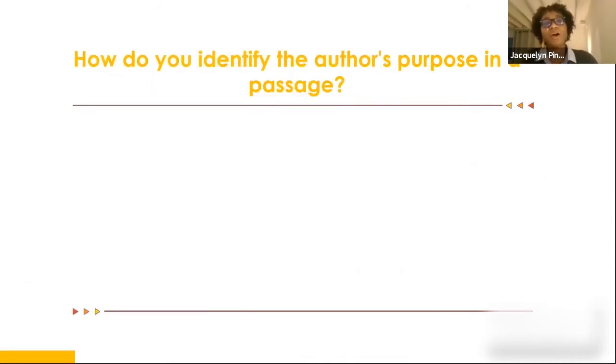So how do you identify the author's purpose in a passage, right? The author's purpose answers the question, as we learned yesterday, why? What's the point? What's the author trying to tell me, right? What am I walking away with? What are the key learnings, as some people would say?